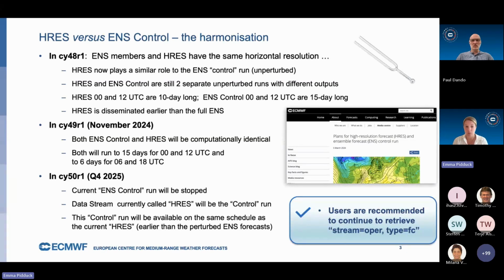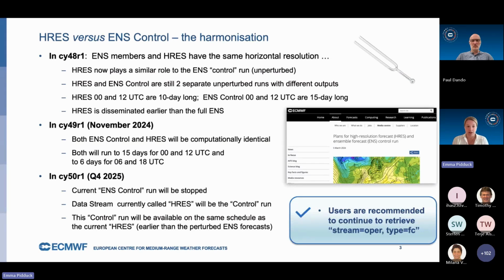From cycle 49R1, which we're planning for November 24 this year, both the ensemble control and the high-res will be computationally identical. The other change we're making is that the so-called high-res will be run to 15 days for the 0 and 12, so it will now match the ensemble control. And we will extend the high-res 6 and 18 runs to 6 days to match what is currently in the ensemble. But the high-res will still be delivered earlier than the ensemble for 49R1.